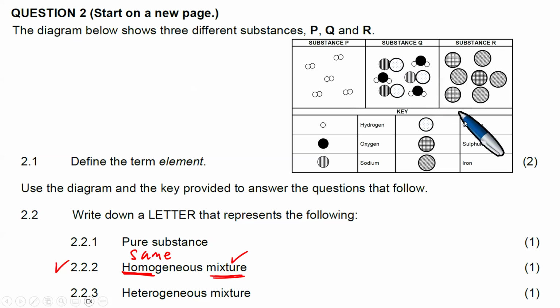So Q can be regarded, for instance, as a mixture, but is it homogeneous? Are these things exactly the same? For example, in Q, you're able to see that this one is the same as this, and it's the same as that. But also this is the same as this, and is the same as that. Okay. So as a consequence, we are able to see that a letter that represents a homogeneous mixture will be the letter Q.